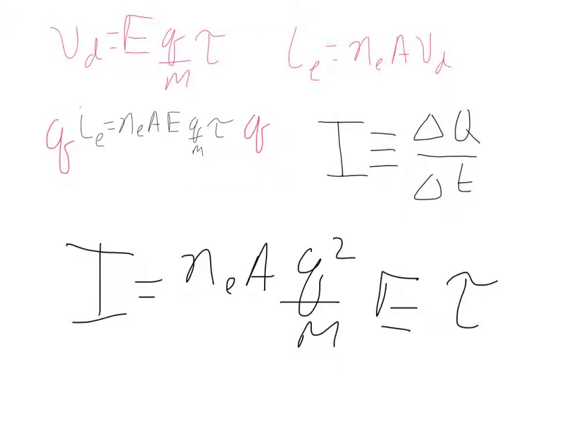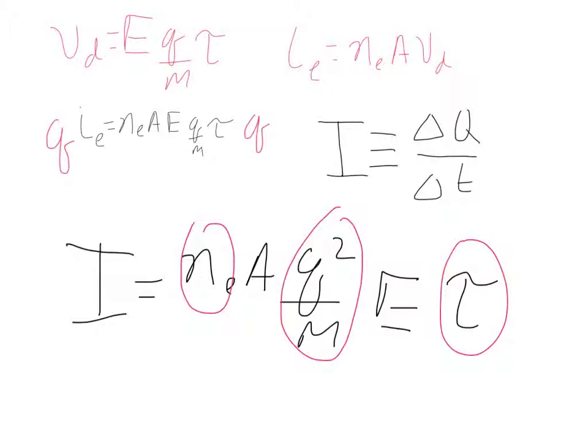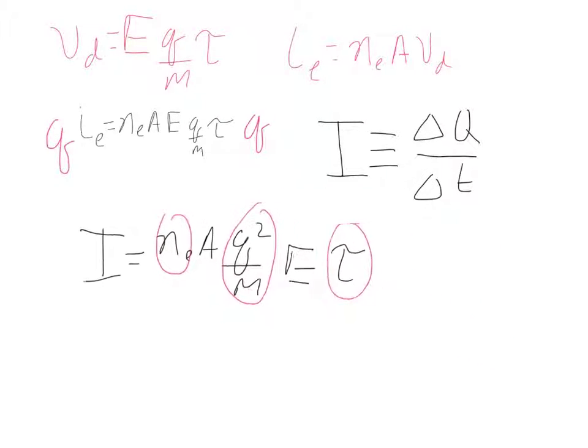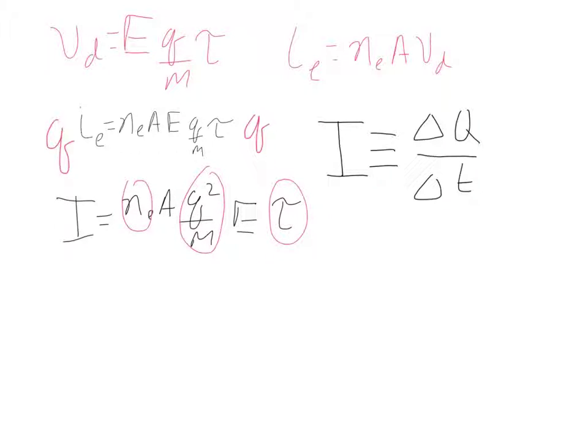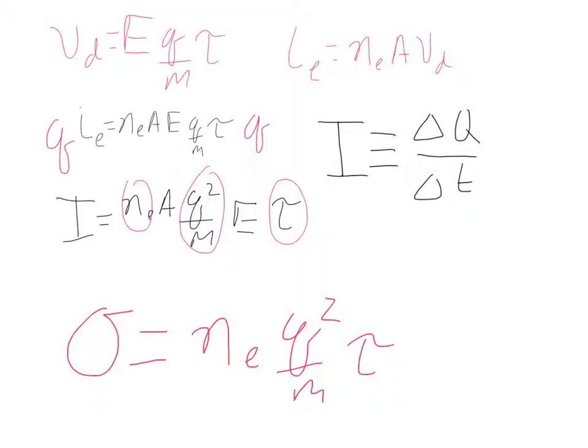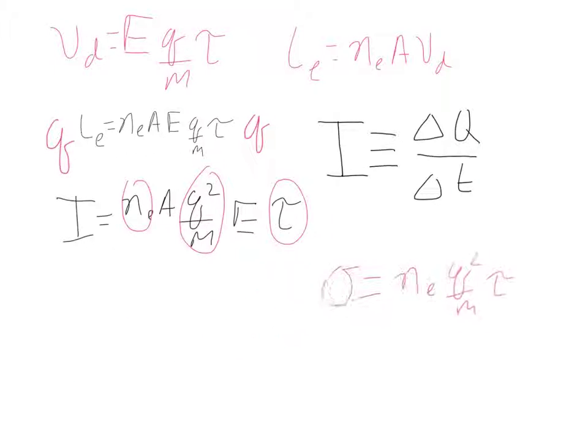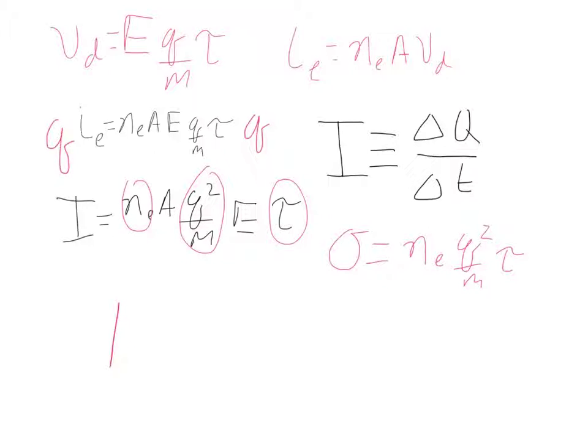So what we find is that N sub E, Q squared over M, and tau are all properties of the specific conductor that we're using. If it's gold, it's one value. If it's silver, it's a different value. And so what we're going to do is define yet another term, and the new term is going to be called sigma, which is the conductivity. And sigma is equal to N sub E Q squared over M times tau. And that is specific to the type of conductor that you're using. So then we would say that the current is going to be I equals sigma times the E field.